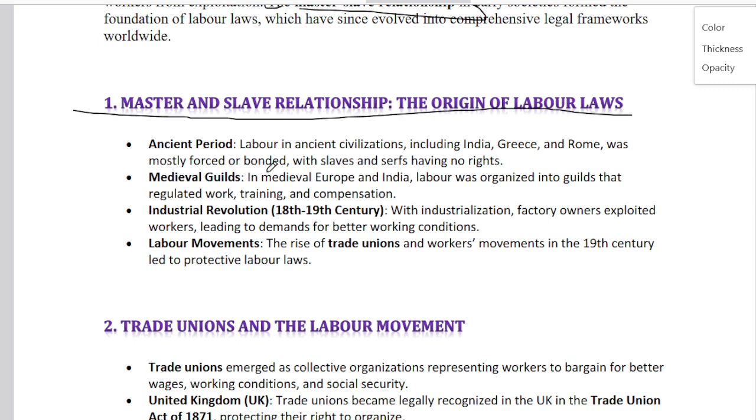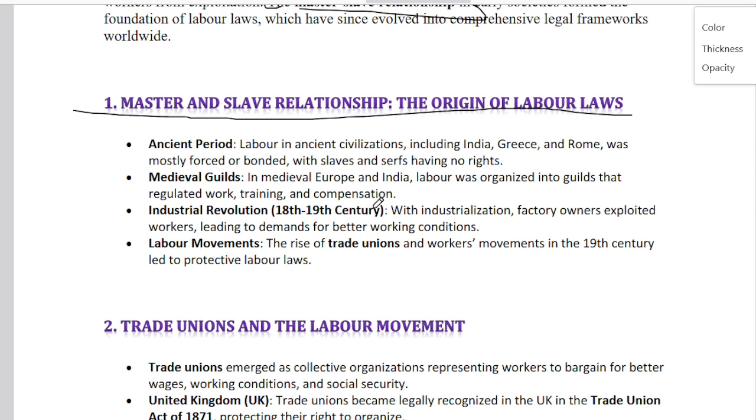So later, let us understand the master-slave relationship with an origin of labor law. In the ancient period, what happened? Labor in ancient civilizations, including India, Greece and Rome, was mostly forced labor or bonded labor, with slaves and serfs having no rights. Right. In medieval times, what happened? Medieval European and Indian labor was organized into guilds that regulated work, training and compensation.